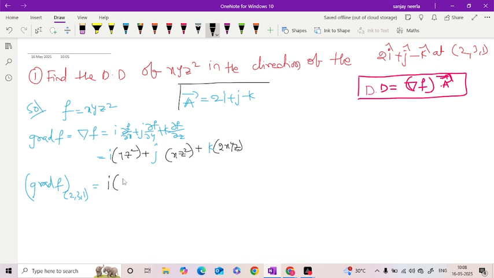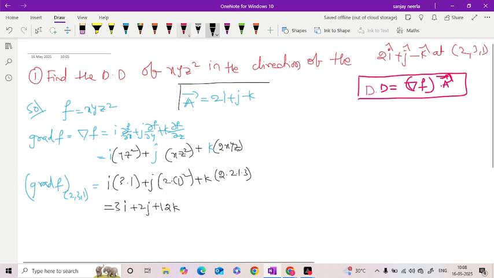3i plus 2j plus 12k. Very good. So 2 into 1 square, and plus k into 2 into 1 into 3. So 3i plus 2j plus 12k. So it is the gradient of f or normal vector at the point 2, 3, 1.